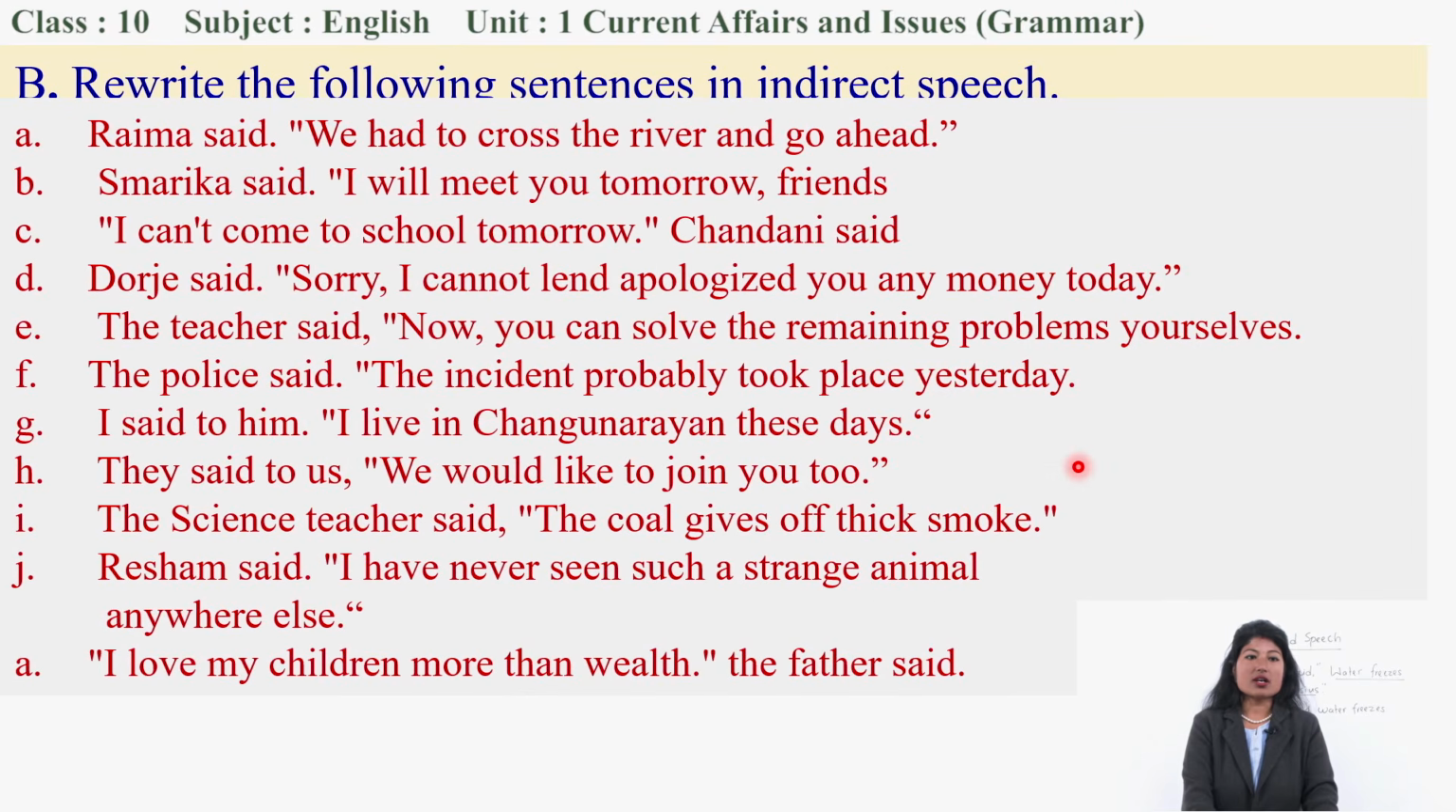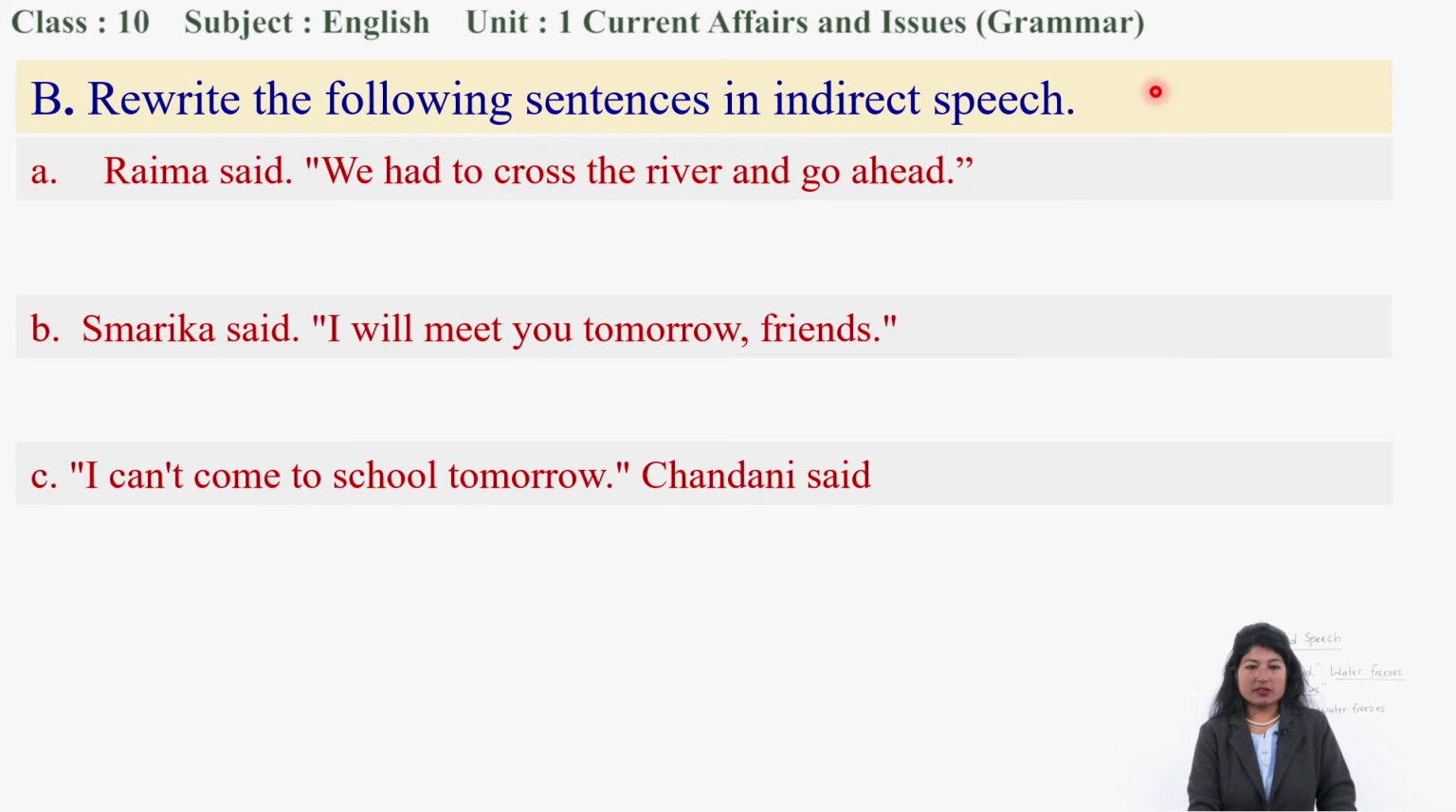And here we have one more exercise, that is number B. Rewrite the following sentences in indirect speech. So I hope you can do it on the basis of the discussion we have made. Let me give you answers one by one to confirm what you have guessed, whether that is right or wrong. Reima said we had to cross the river and go ahead.